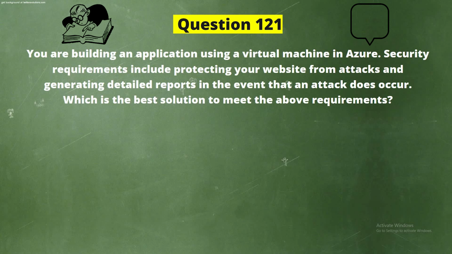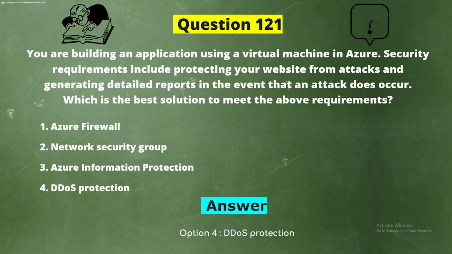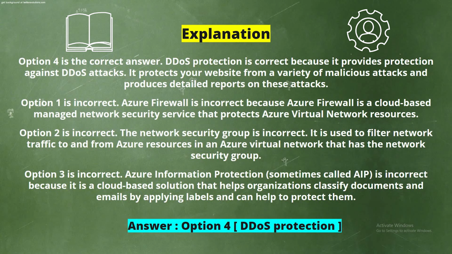And the options are: Option 1, Azure Firewall. Option 2, Network Security Group. Option 3, Azure Information Protection. Option 4, DDoS Protection. And the correct answer is Option 4, DDoS Protection. Explanation. Option 4 is the correct answer. DDoS Protection is correct because it provides protection against DDoS attacks. It protects your website from a variety of malicious attacks and produces detailed reports on these attacks.